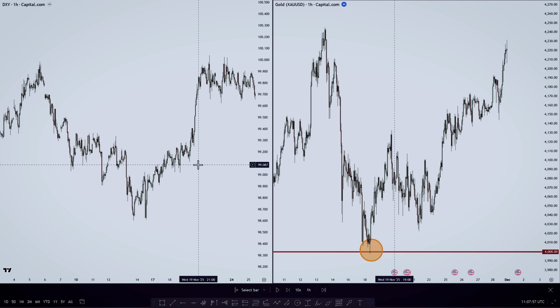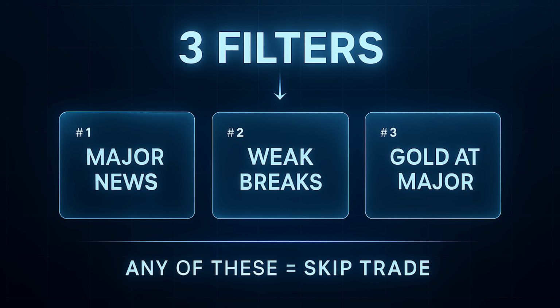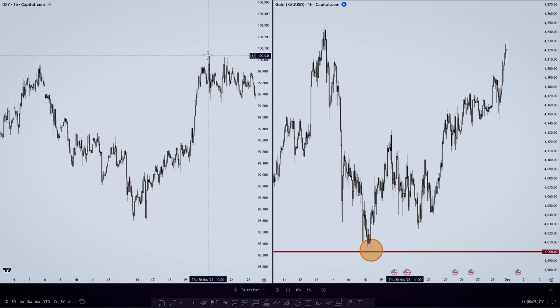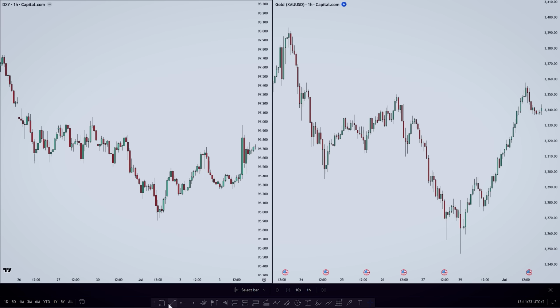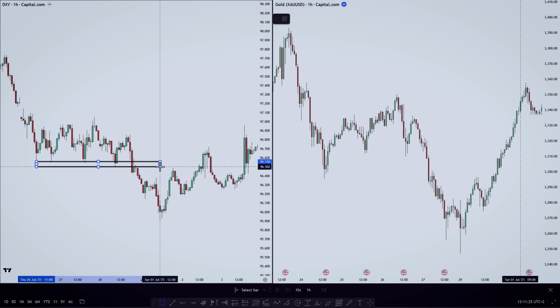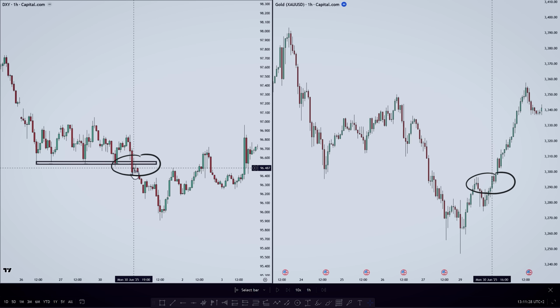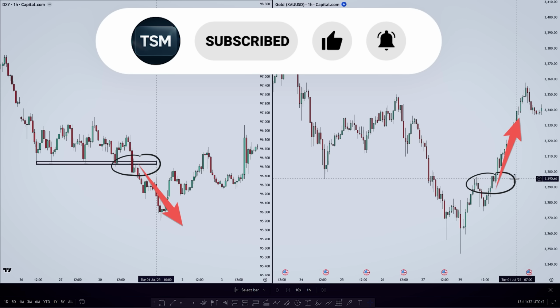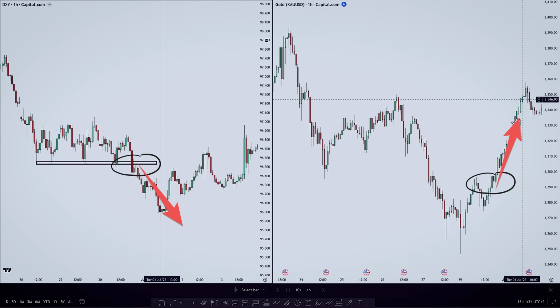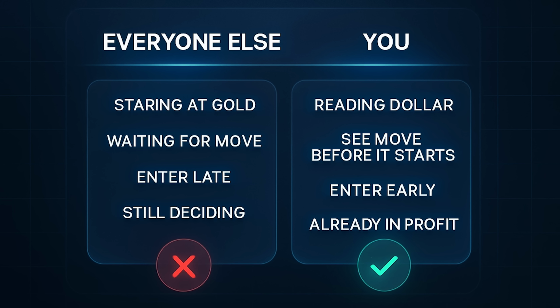So 3 filters: major news, weak breaks, and gold at major levels. If any of these are present, I skip the trade. Plenty more setups coming. While everyone else stares at gold, waiting for something to happen, you're reading the dollar. You see the move before it starts. You enter early. You're already in profit while they're still deciding what to do. That's not a small edge. That's a completely different game.